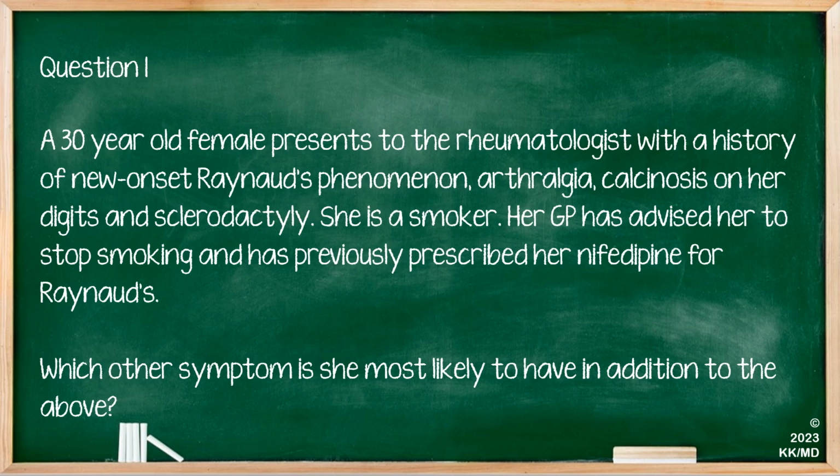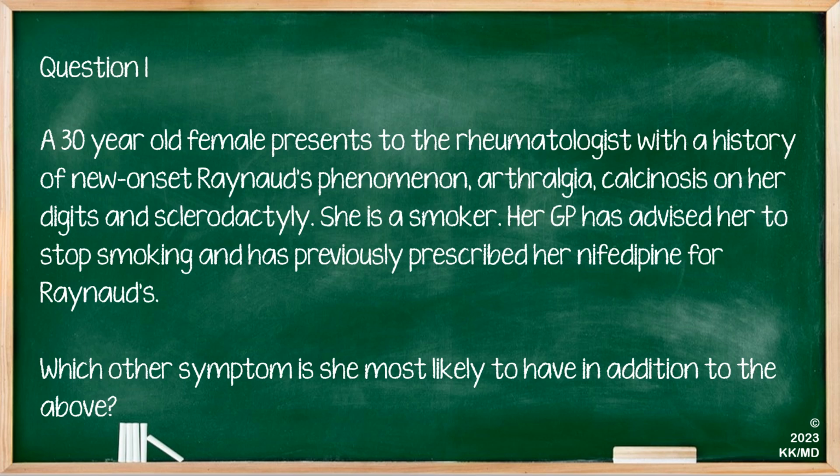So we've got here a 30-year-old female, so she's a little bit on the older side for a primary Raynaud's phenomenon, you'll remember from the previous video. And she's got this new onset of Raynaud's phenomenon, as well as arthralgias, calcinosis and sclerodactyly. So she's clearly got some features that might make you think about the limited cutaneous form of systemic sclerosis.